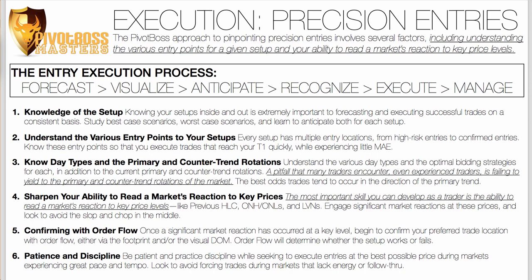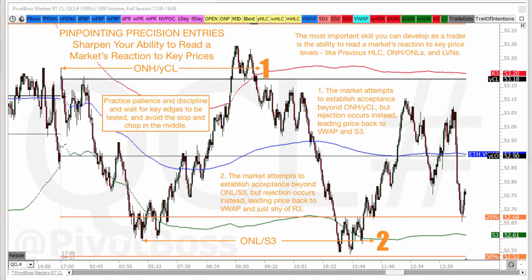So that's basically the 6 rules here that I usually use and the entry execution process that I typically look for when I'm engaging these opportunities. And now we're going to see what these look like on the charts. All right, here's our first chart.